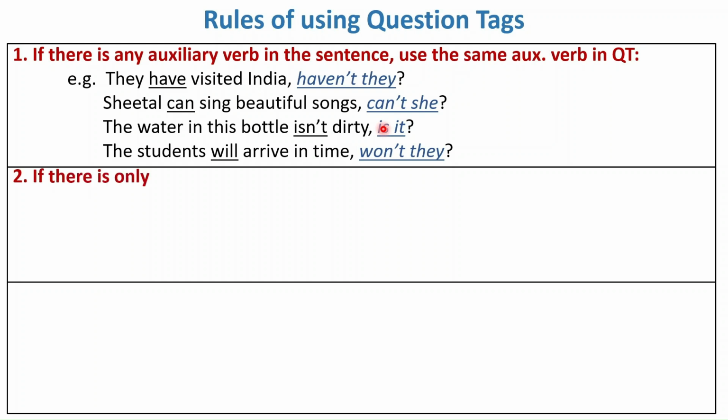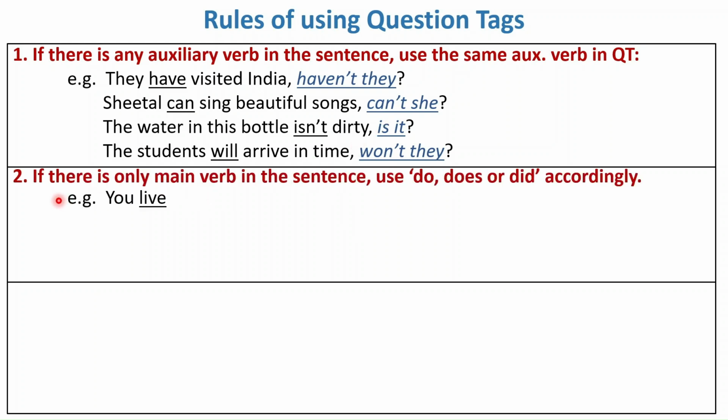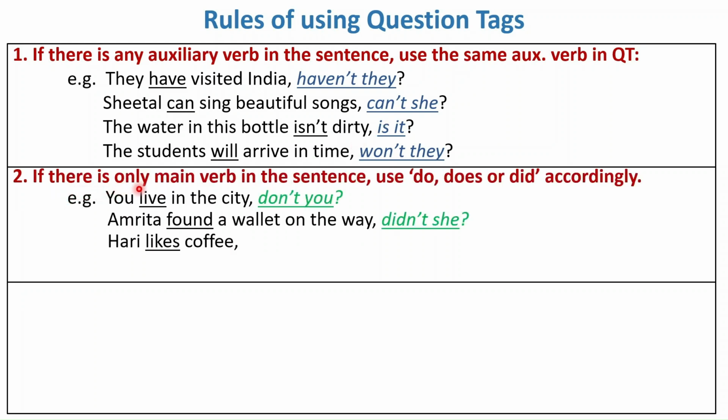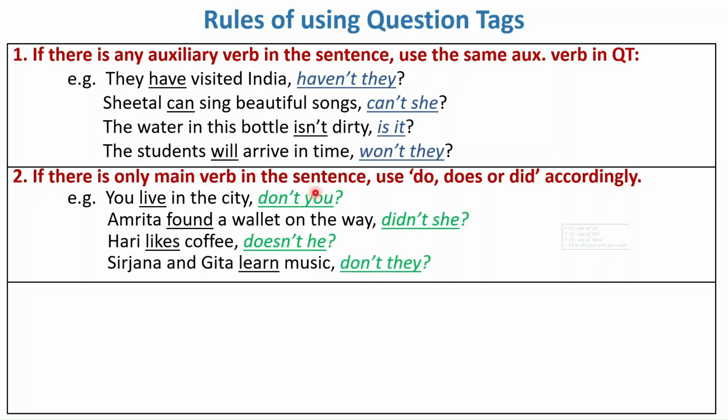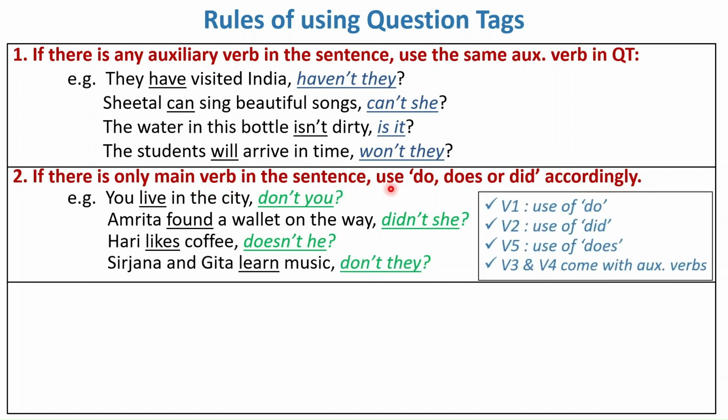Now let's move to the second rule. If there is only main verb in the sentence, in such situation we have to use do, does, or did accordingly. It means if there is no auxiliary verb in the sentence, and if there is only main verb in the sentence, in such situation we have to use do, does, or did. Look here. You live in the city, don't you?